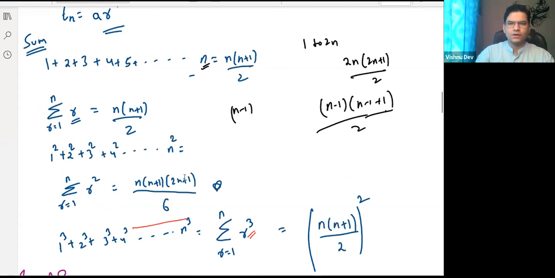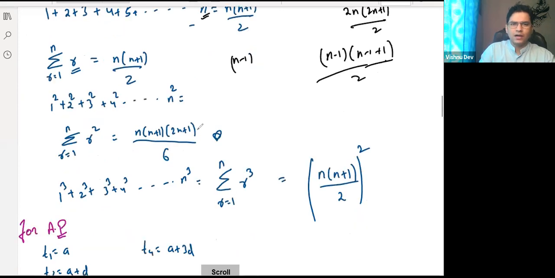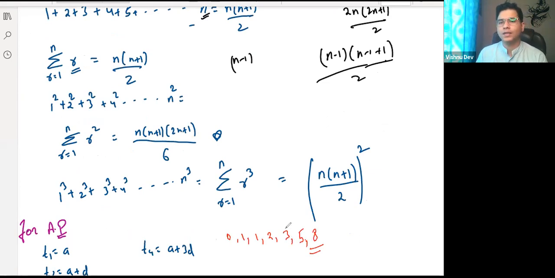These are very common series. But suppose I give you this kind of series, think about it, because there are many series which we don't study: 0, 1, 2, 3, 5, and 8. This is a very common series, and there is a name for it. It is called the Fibonacci series. There are lots and lots of other names for different kinds of series, but we don't study that.